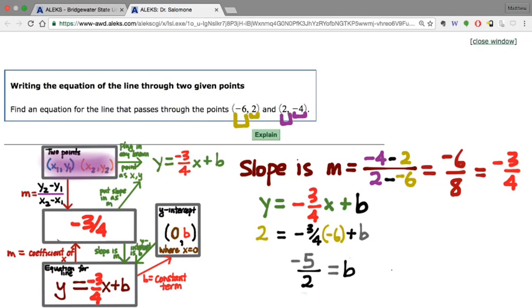So according to all that work, the y-intercept of my line is going to be the point 0, comma, negative 5/2. And now that I know that, how do I finish my equation? Yep, take that negative 5/2 and put it into my b. So my final equation here is y equals negative 3/4 x minus 5/2.